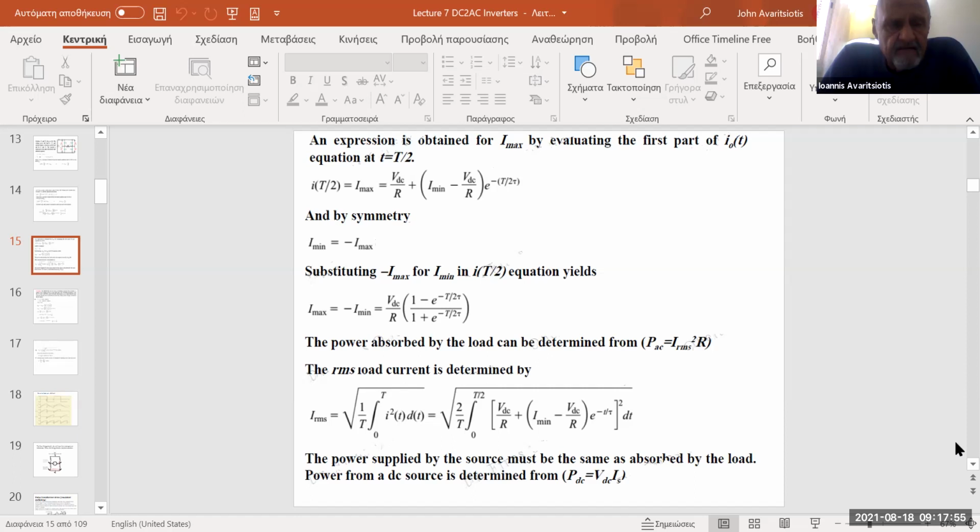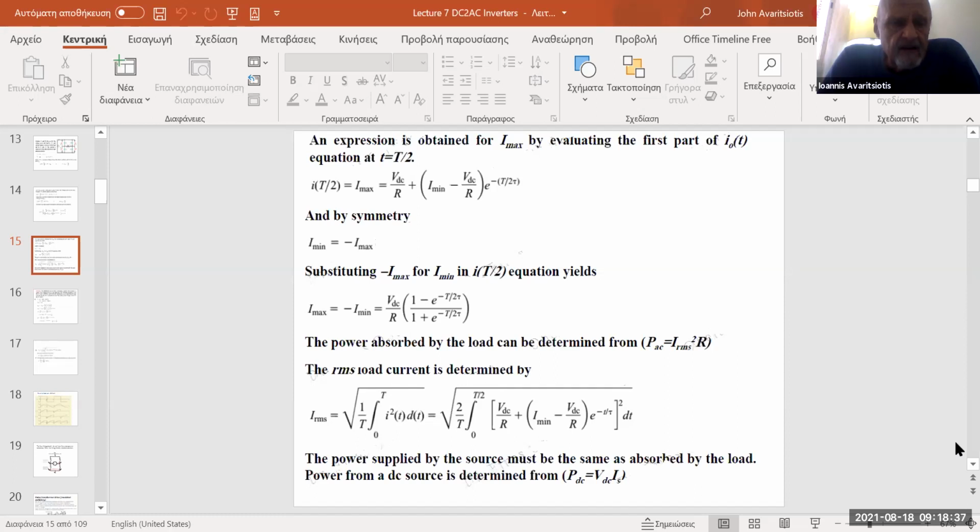This is the definition we have used so many times in so many examples up to now in various cases. So you have to take the integral over the period of the square of the time varying current and then divide the result by the period. And finally, you take the square root of the result, and this is the RMS value of the current in this case, as it is shown in the formula at the bottom of the slide.